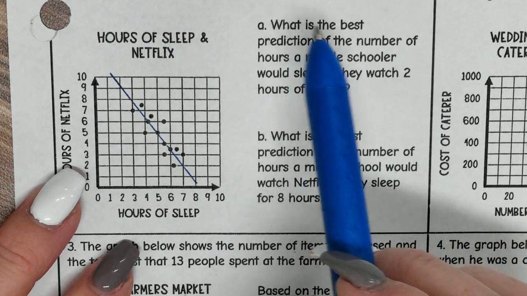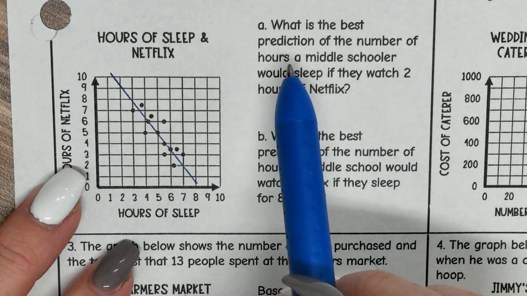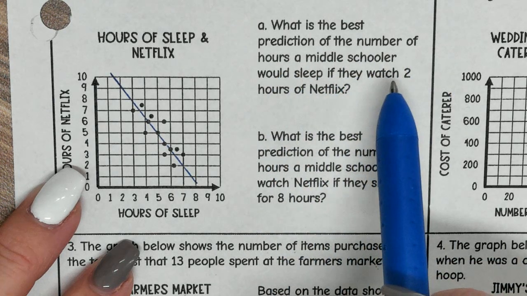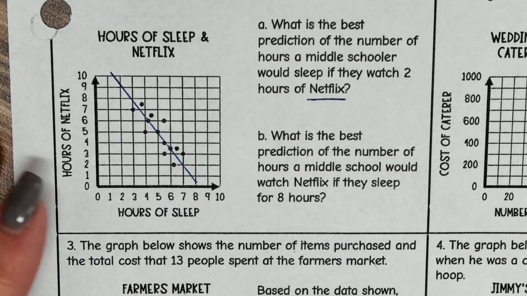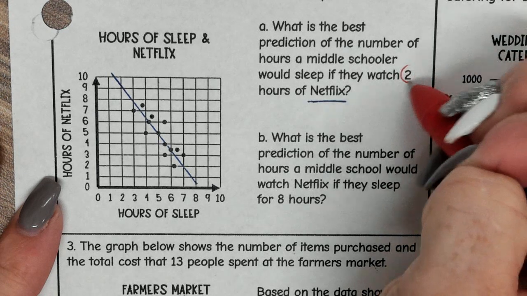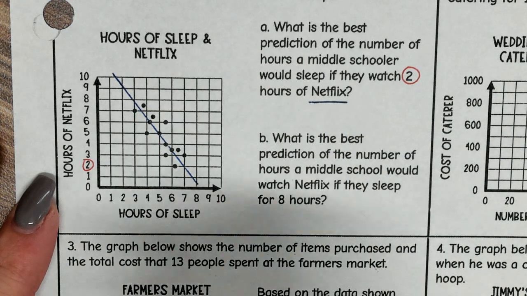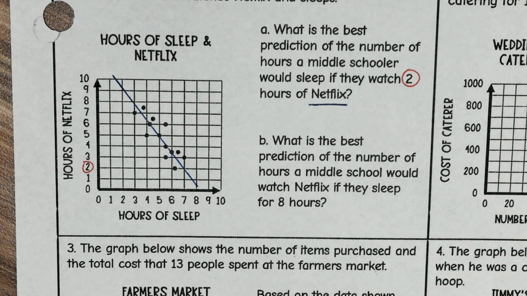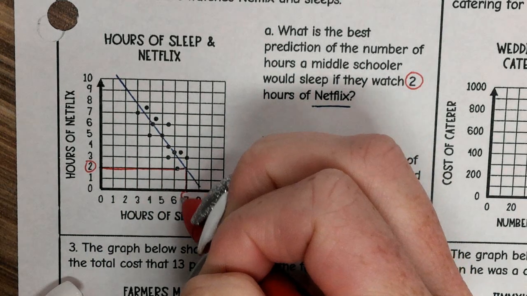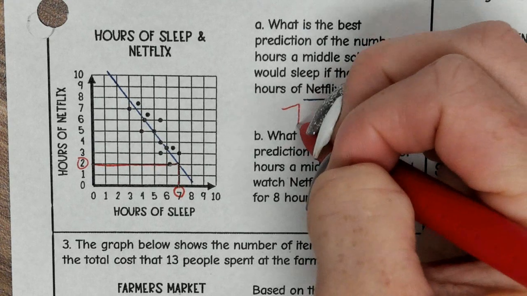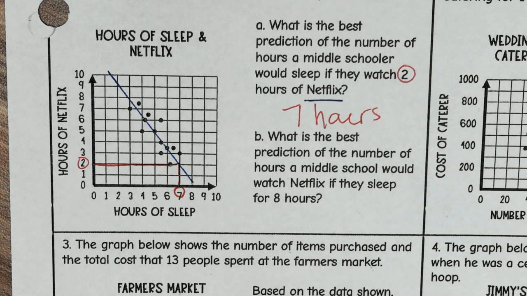It says, what is the best prediction of the number of hours a middle schooler would sleep if they watch 2 hours of Netflix? So where is Netflix at? The x-axis or y-axis? So I'm going to go to 2 and circle it. I'm going to go over to my trend line and go down, and where am I at? 7 hours. If you are not near 7, your trend line was not good. And mine was good because I got the right answer.